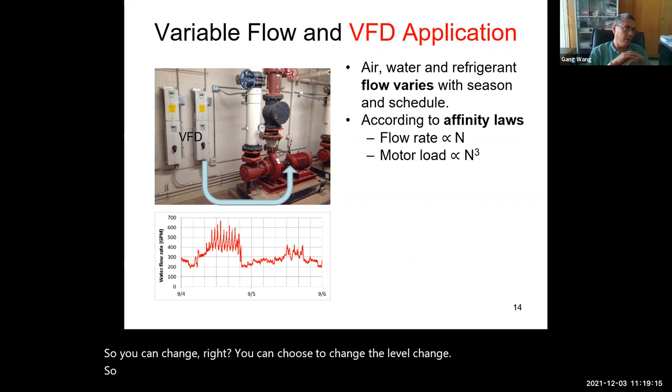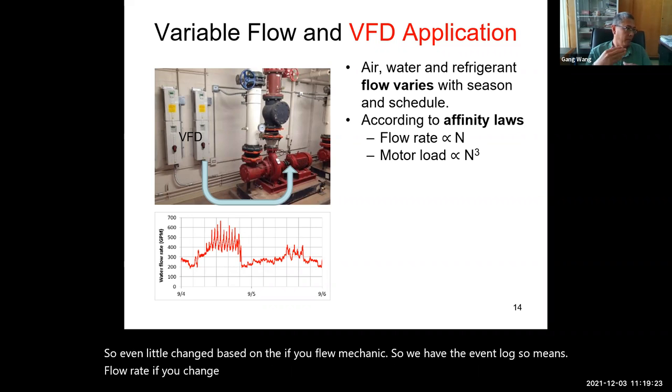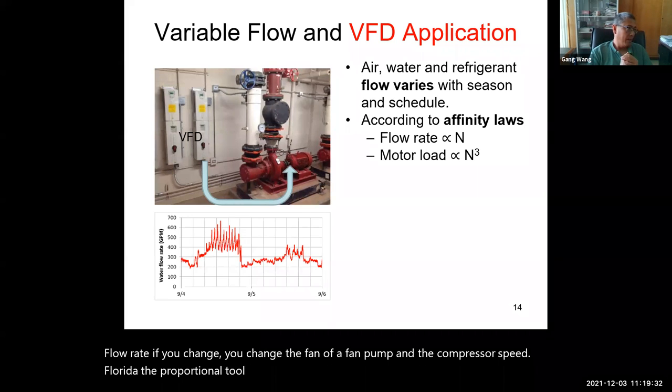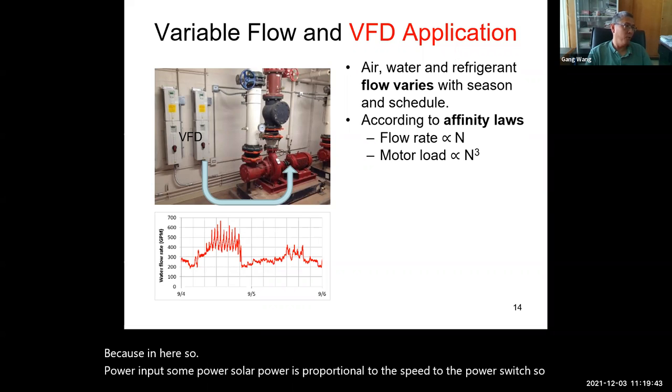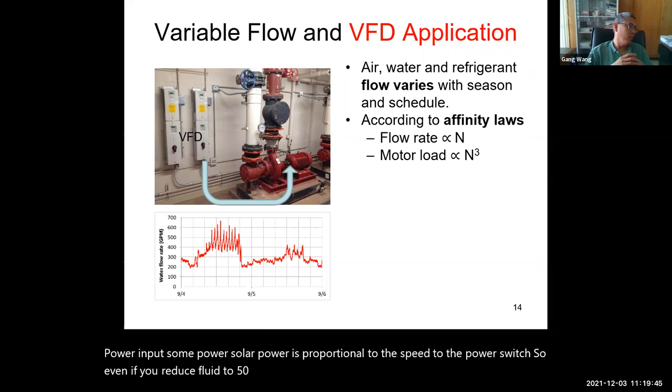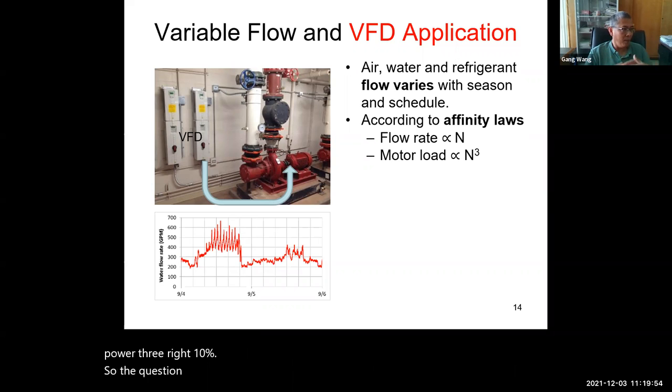If you learned fluid mechanics, we have the fan affinity law. If you change the speed of a fan, pump, or compressor, the flow rate is proportional to the motor speed. A good thing here is that the shaft power input is proportional to the speed to the power of three. So if you reduce the flow rate to 50%, your power is reduced to only about 10%, since 0.5 to the power of three is about 10%. So the question is, how do we change the motor speed?